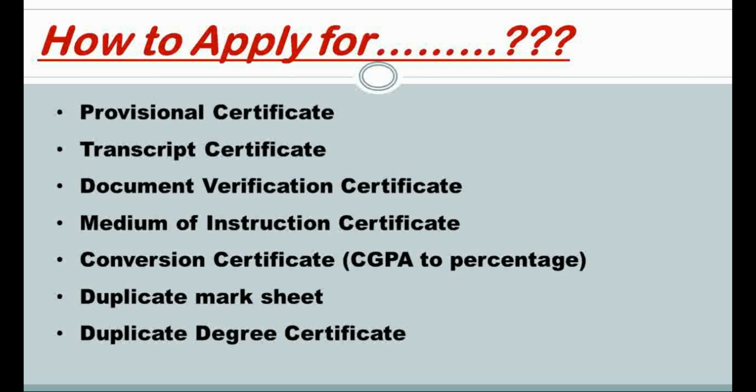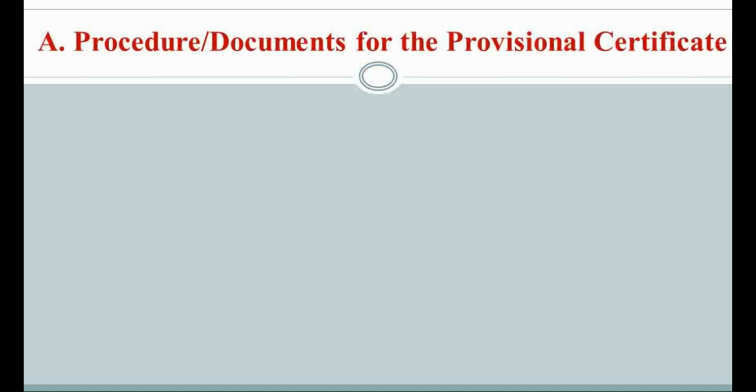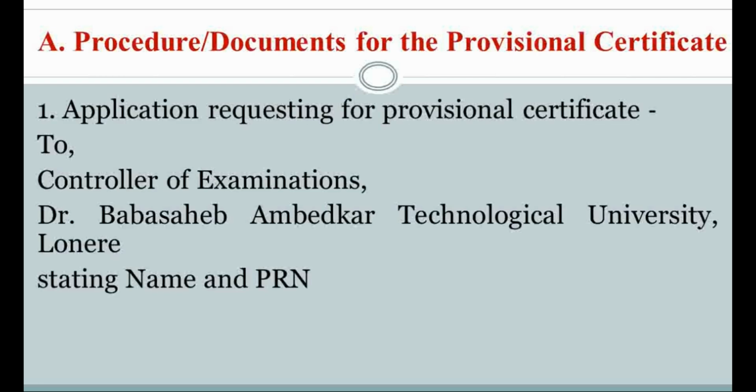First of all, we will discuss the provisional certificate. To apply for the provisional certificate, the first step is you have to write an application requesting the provisional certificate to the Controller of Examination, Dr. Babasaheb Ambedkar Technological University, Lonere. In this application, you have to state your name and PRN number. You have to mention the subject, that is application for provisional certificate, and write a detailed application.